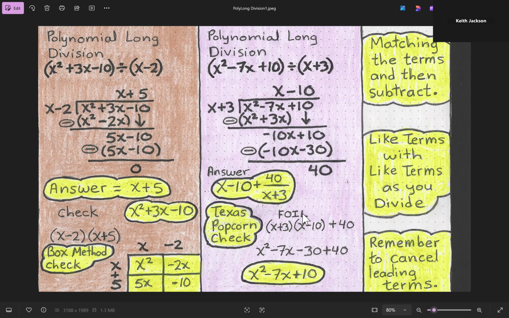And we can use the FOIL method or the box method in order to see if this adds up to what is inside the dividend, which is x squared minus 7x plus 10. And when we use the FOIL method right here, this part right here will give us x squared minus 7x minus 30. And then all we have to do is just add that 40 to it. And because a negative 30 plus 40 will give us a positive 10. So this answer does work.